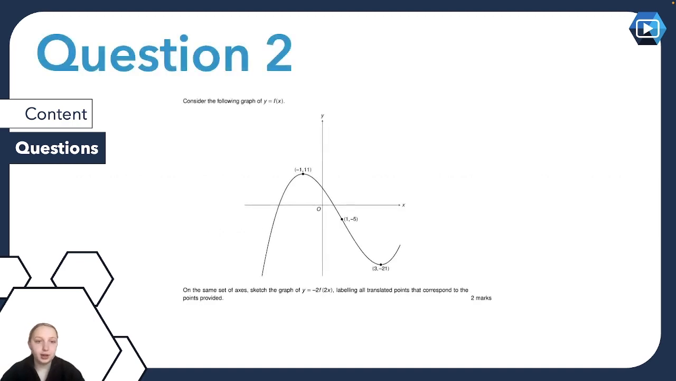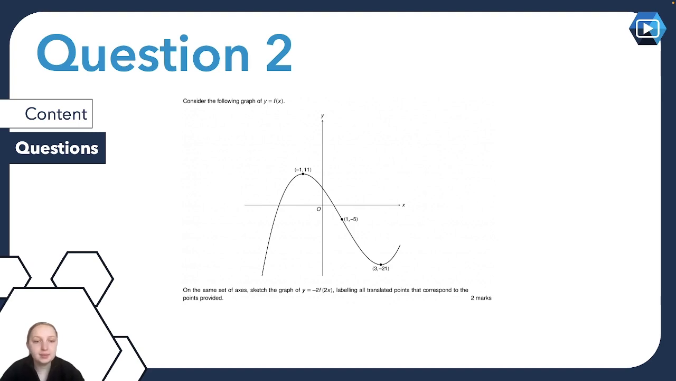Looking at a second question now. Consider the following graph y equals f(x), noticing here that they've put on the points (-1, 11), (1, -5), and (3, -21) onto this graph. Whenever you get given points on a graph, that's not a coincidence, and it is something that you are going to have to use to do the transformations of whatever the question is asking you to do.